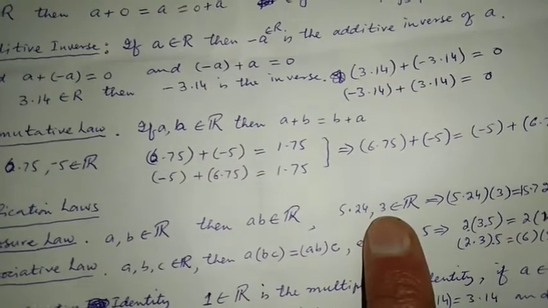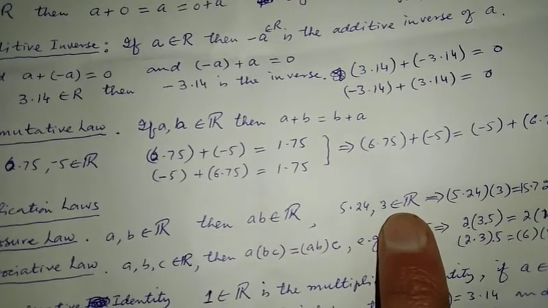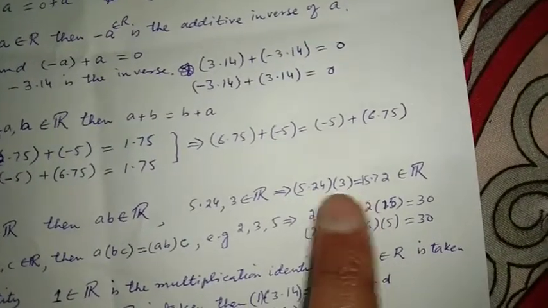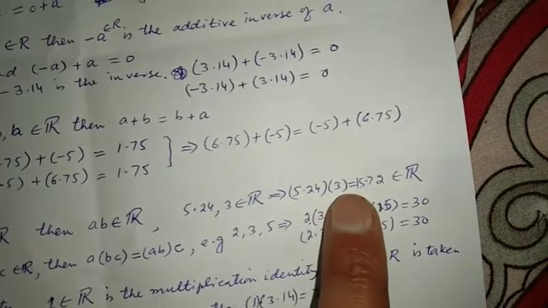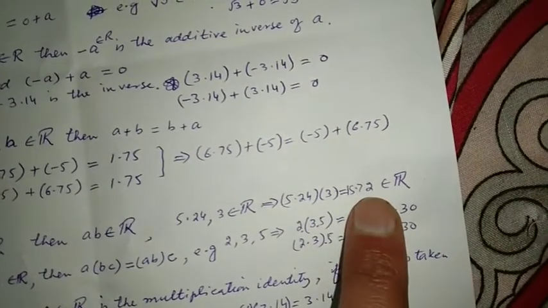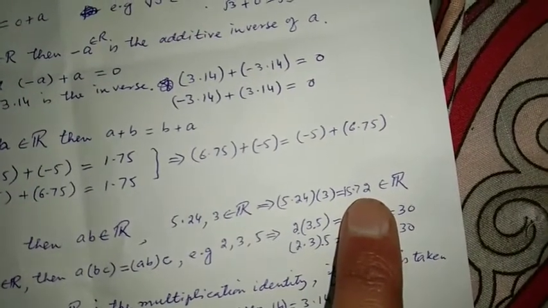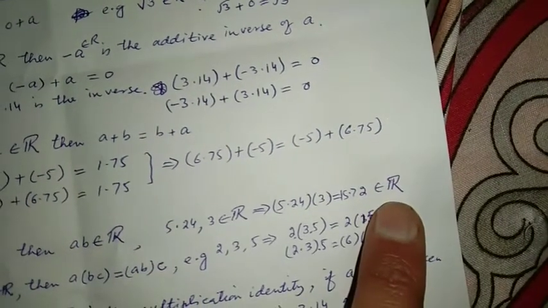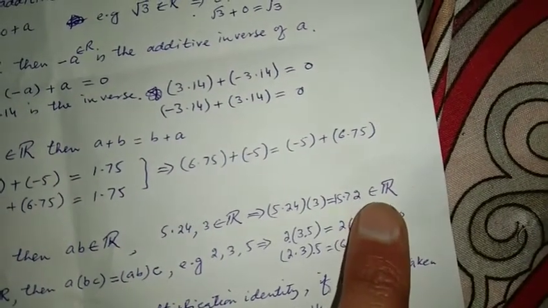5.24 and 3 are two real numbers. Now we are multiplying 5.24 and 3 and we are getting 15.72, which is again a real number. That is, it belongs to the set of real numbers.